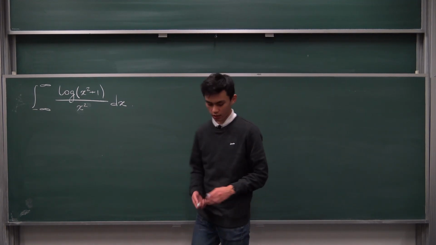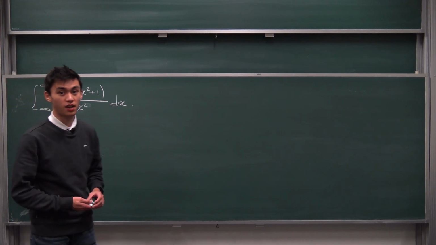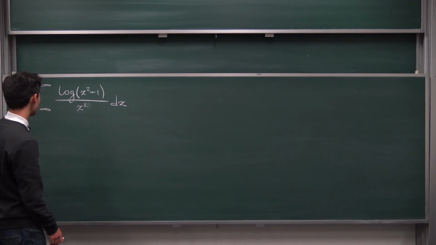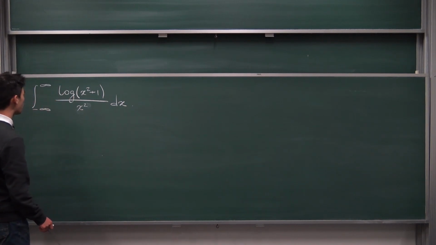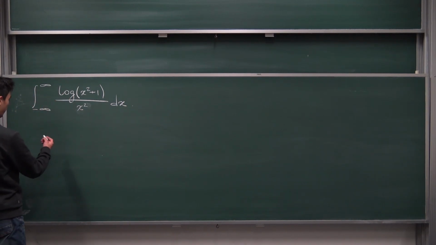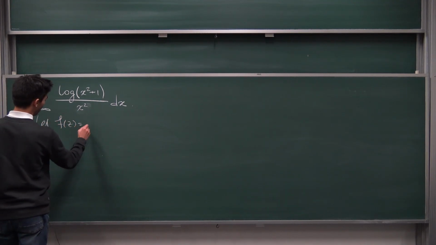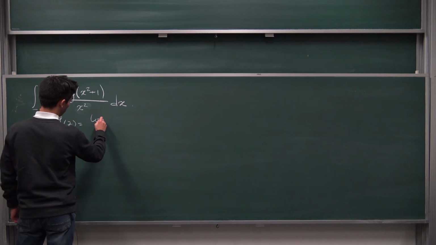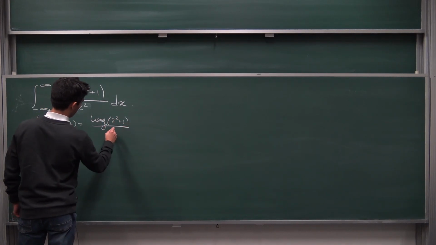So first of all, how do we usually get started with these? Well, we like to define some kind of complex function to integrate. So why not just define our function f of z to be not just the integrand, but we're going to replace all the x's with z's. So let f of z be a new complex function equal to the logarithm of z squared plus 1 over z squared.